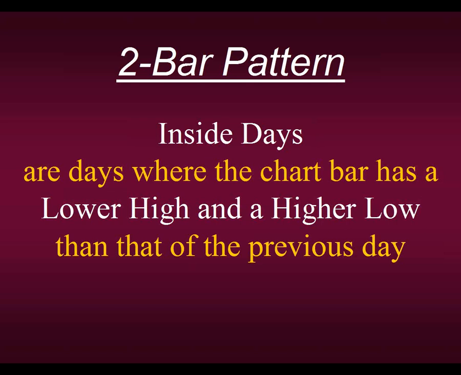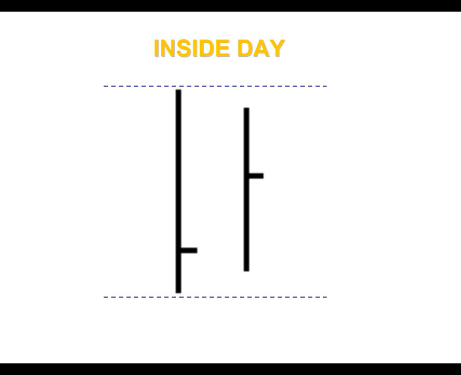And to give you the definition of an inside day, inside days are days where the chart bar has a lower high and a higher low than that of the previous day. Okay, so if we're looking at 2 particular days, or it really doesn't matter if it's a daily bar. This could be a 5-minute bar, it could be a monthly or a weekly bar. But what we're looking at is an example that looks like this. Okay, you have 2 bars. Once again, it wouldn't matter if these bars were 5 minutes or monthly bars.